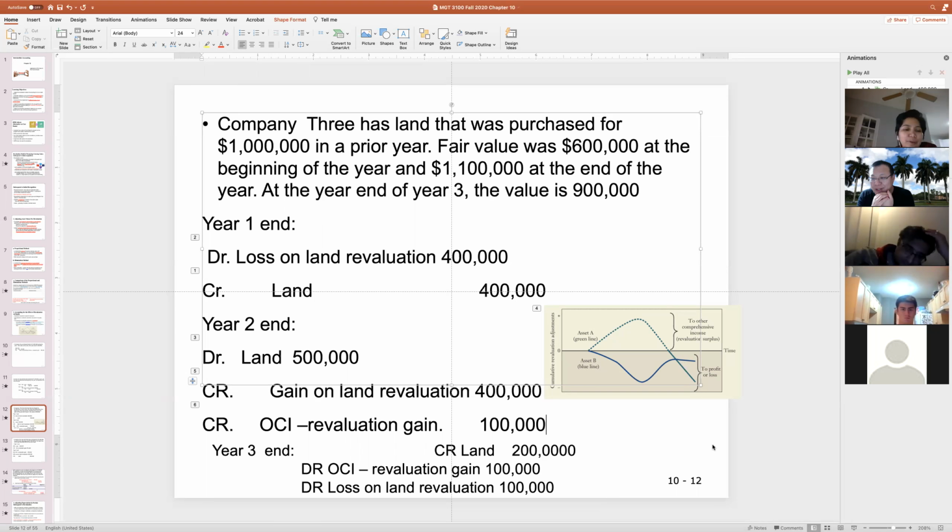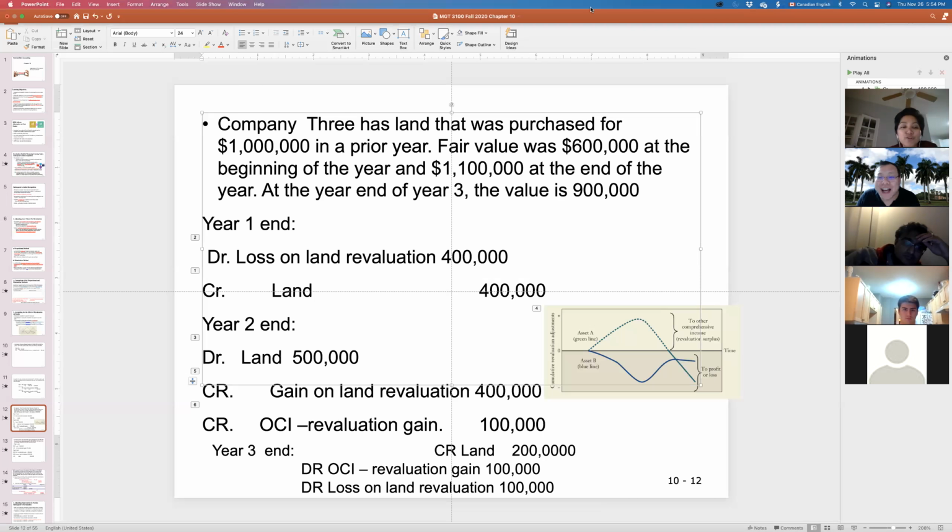Still not clear. Can you have balances in both the gain or loss and in the OCI? And if there are balances for both, which one should you zero out first? There's no OCI loss. There's only OCI gain, because any loss actually goes to the profit and loss.